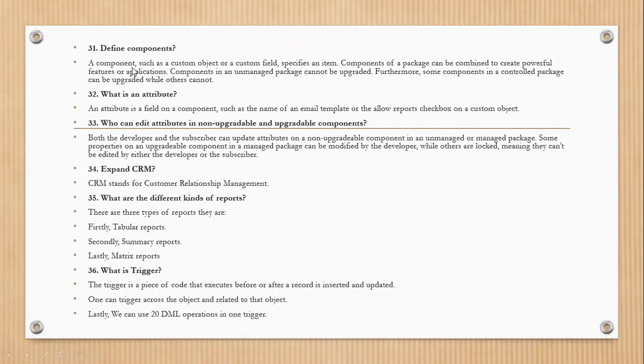Next question. Define the component. A component, such as a custom object or a custom field, is a specific item of the package and can be combined to create powerful features or applications. Components in an unmanaged package cannot be upgraded. In a managed package, some components can be upgraded while others cannot.